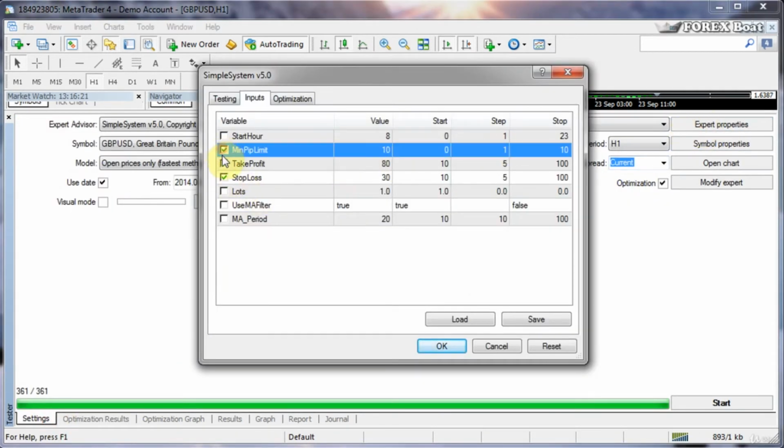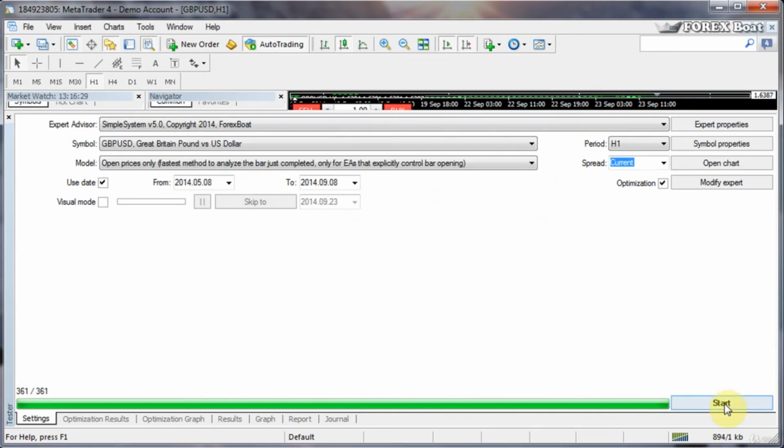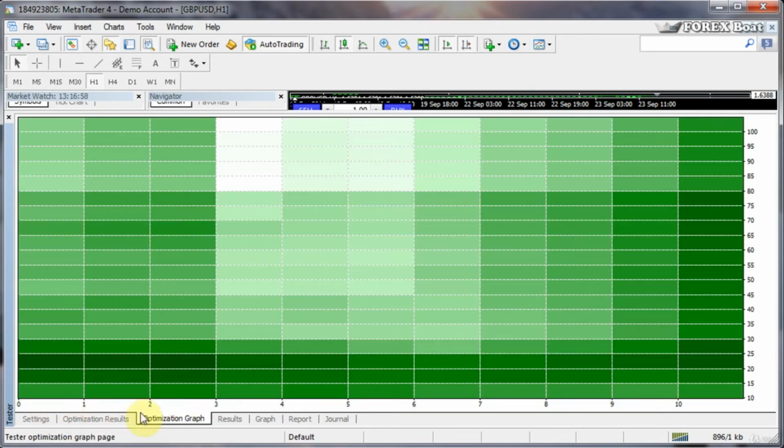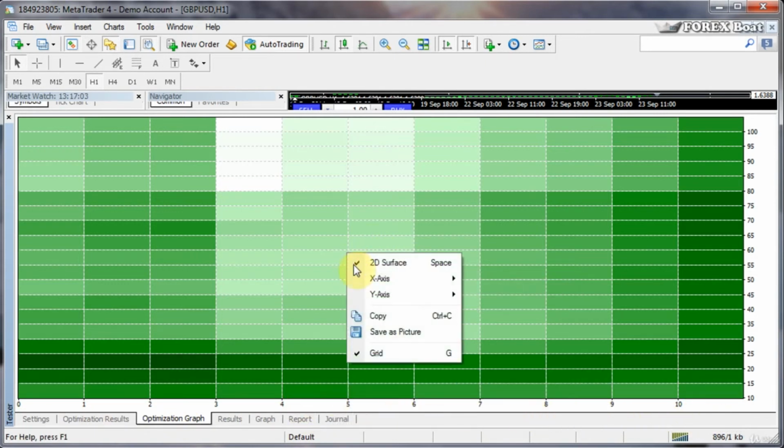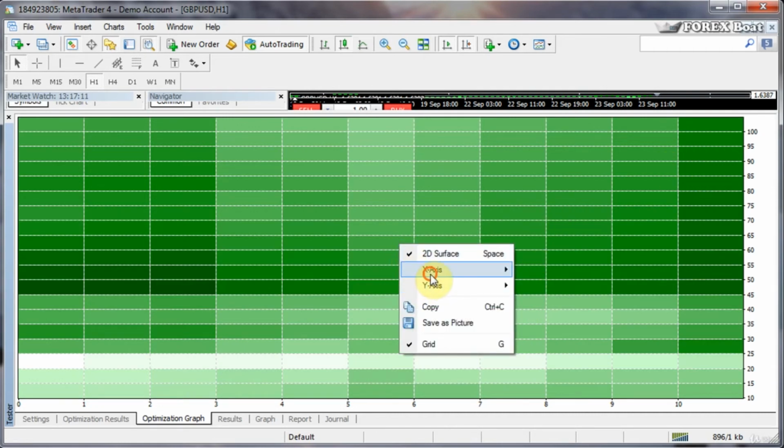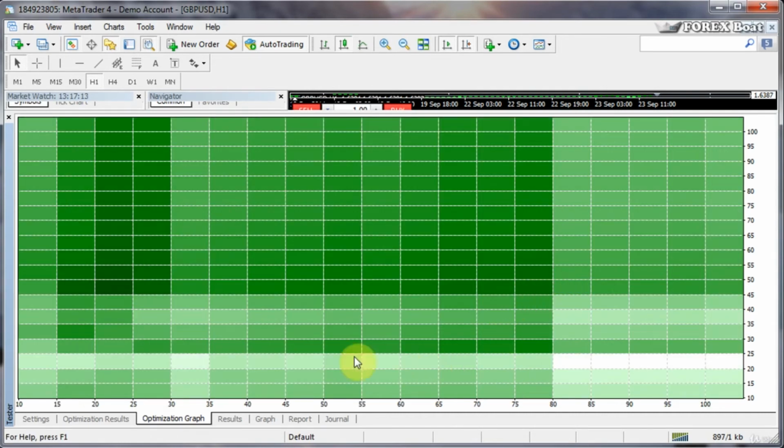So let's add the min pip limit into this mix, and let's optimize it between 0 and 10 with a step of 1. We'll click OK and we'll click start. So this did take a little bit longer because we do have more backtests that had to be run. But now if you go to the optimization chart, you'll see at the bottom a different axis, because the x-axis is now the min pip limit and the y-axis is the take profit. So let's return the y-axis to stop loss, which we're used to, and the x-axis to take profit. And once again we see a similar picture.